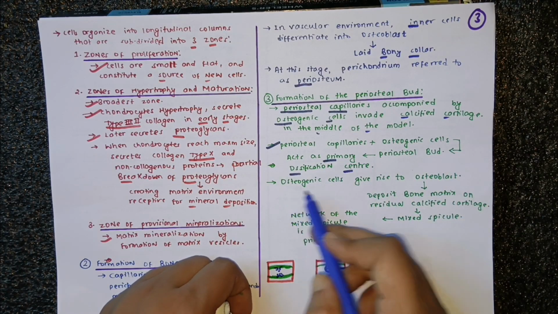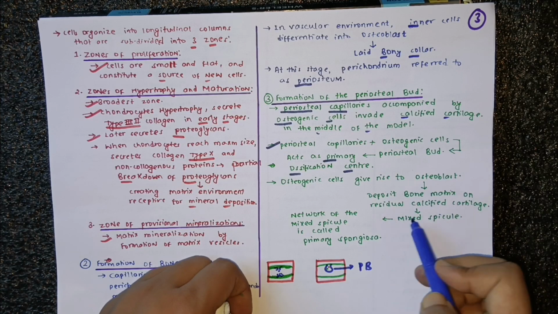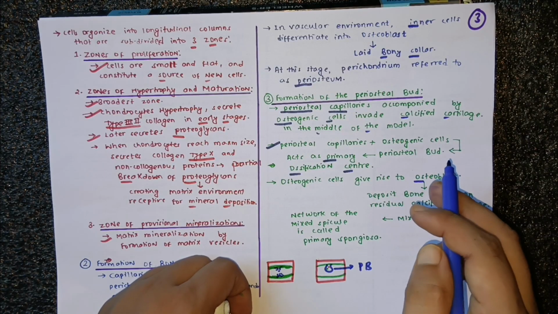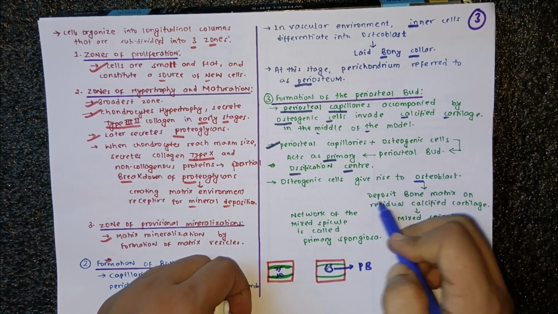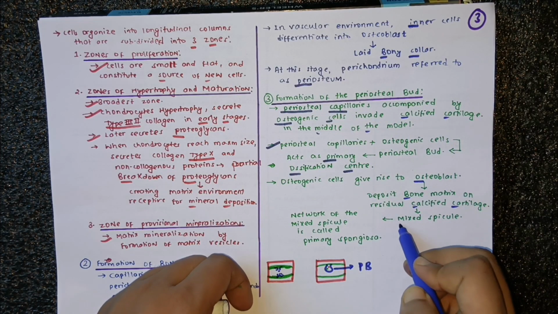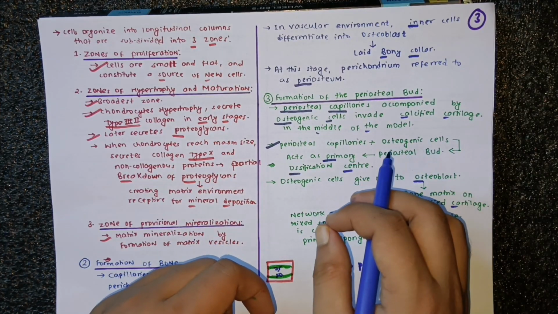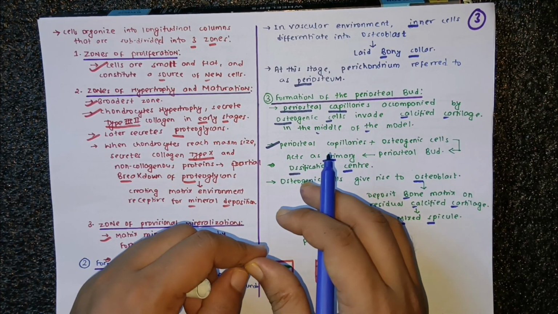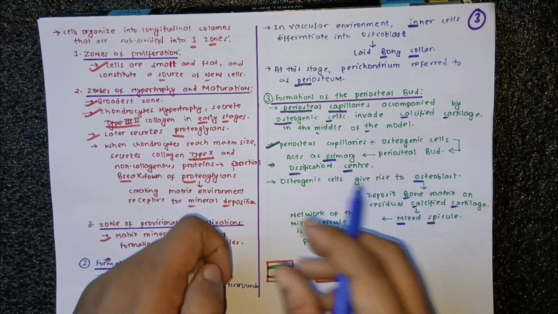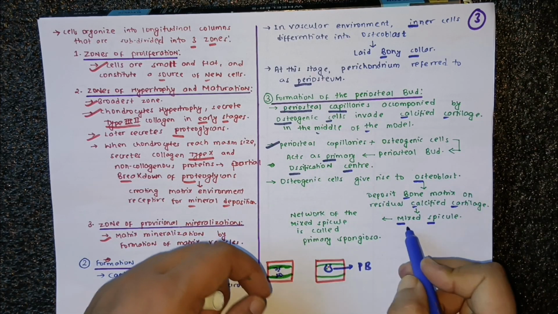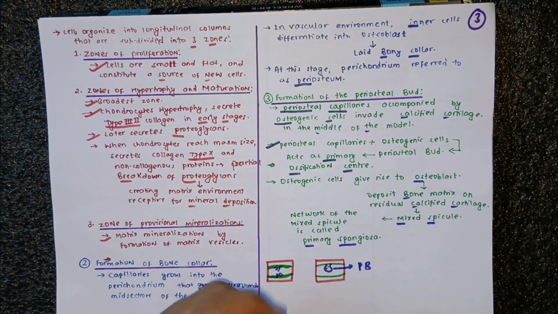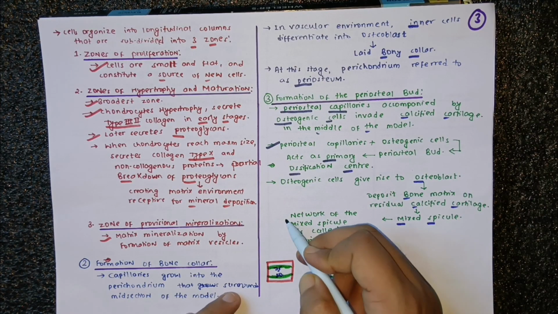After that, osteogenic cells give rise to the osteoblast, which deposit the bone matrix on the residual calcified cartilage. It is sure that osteogenic cells will differentiate into the osteoblast, and they deposit the bone matrix on the residual calcified cartilage or that bony collar, and that is called a mixed spicule. A spicule was just the bony matrix that we discussed in intramembranous ossification, but this mixed spicule means we can see calcified tissue also there, and also the bone matrix there. So that is a mixed spicule, and the network of the mixed spicule is called the primary spongiosa. So this can be asked in your MCQ exam. This is very easy to remember.